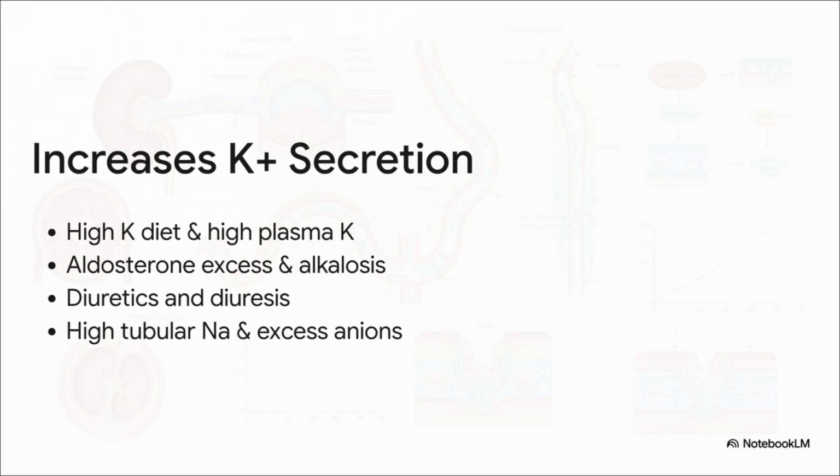So what does this mean clinically? Well, because of these specific transport mechanics, several distinct conditions will predictably increase urinary potassium secretion. A high potassium diet or a high plasma concentration will naturally boost secretion, but check out the others: aldosterone excess, alkalosis, the use of diuretics, high tubular sodium, or excess tubular anions. The absolute key takeaway for your board exams is that an increase in sodium delivery to the distal tubule, like when you give a patient loop diuretics, will accelerate that apical sodium-potassium exchange, leading to some very significant potassium loss.